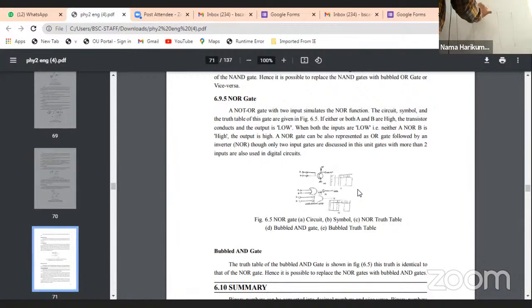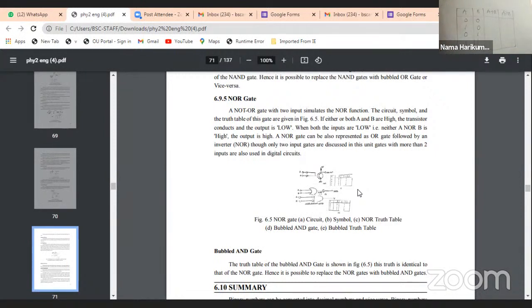So A, B, and A plus B, A plus B complement. A plus B is the OR gate, and A plus B complement is the NOR gate. In the A terminal it is 0, then the B terminal is also 0. This is the first combination. The second combination is 1 and 0, the third is 0 and 1, and finally 1 and 1. These are the AB combinations.